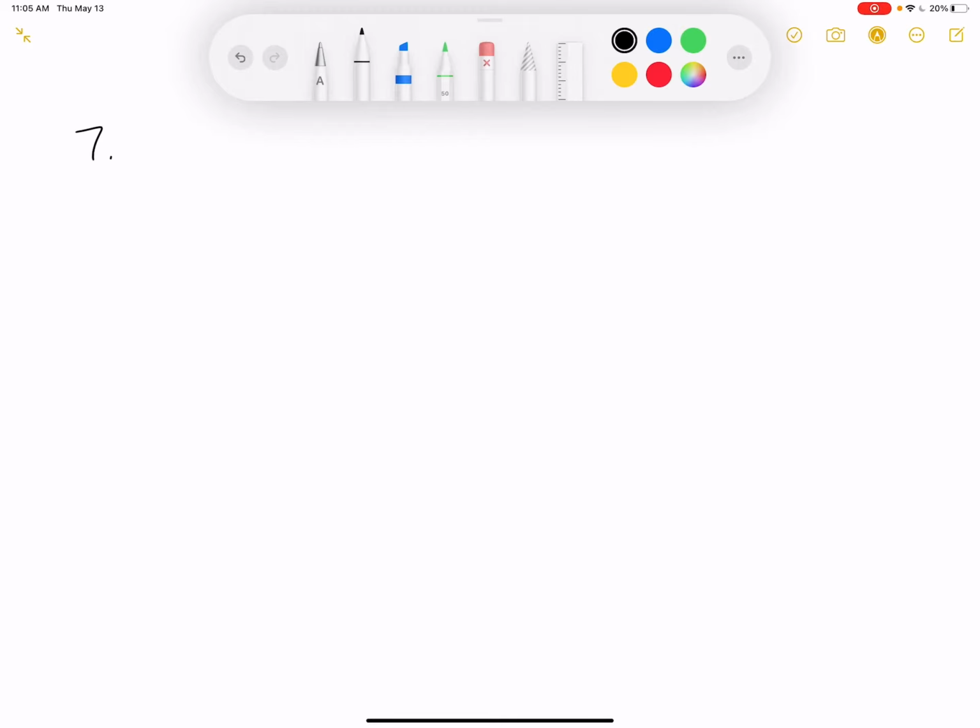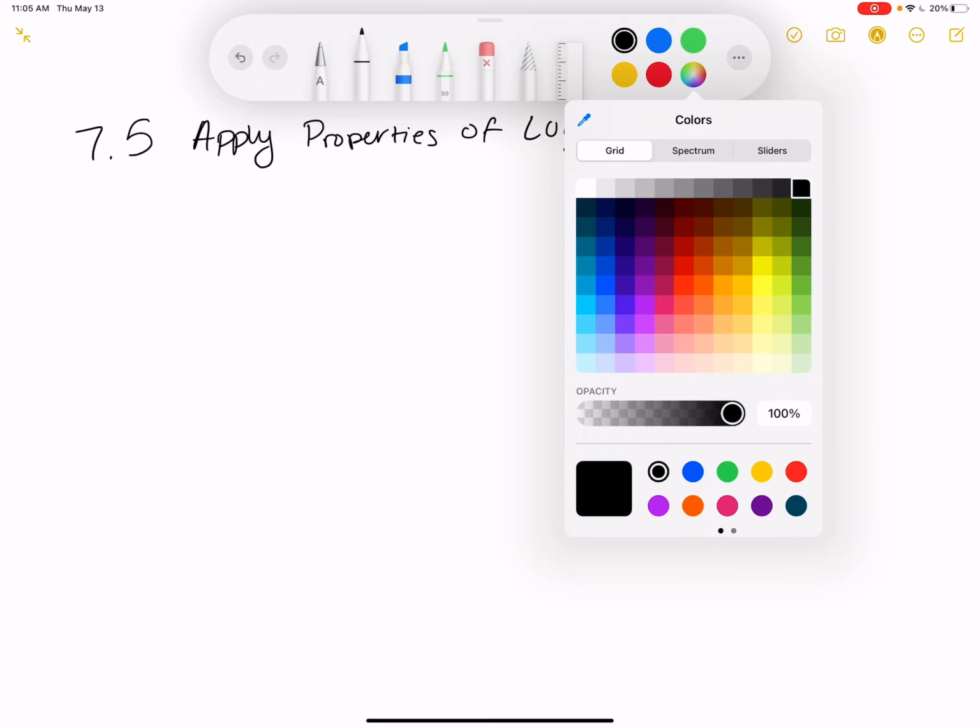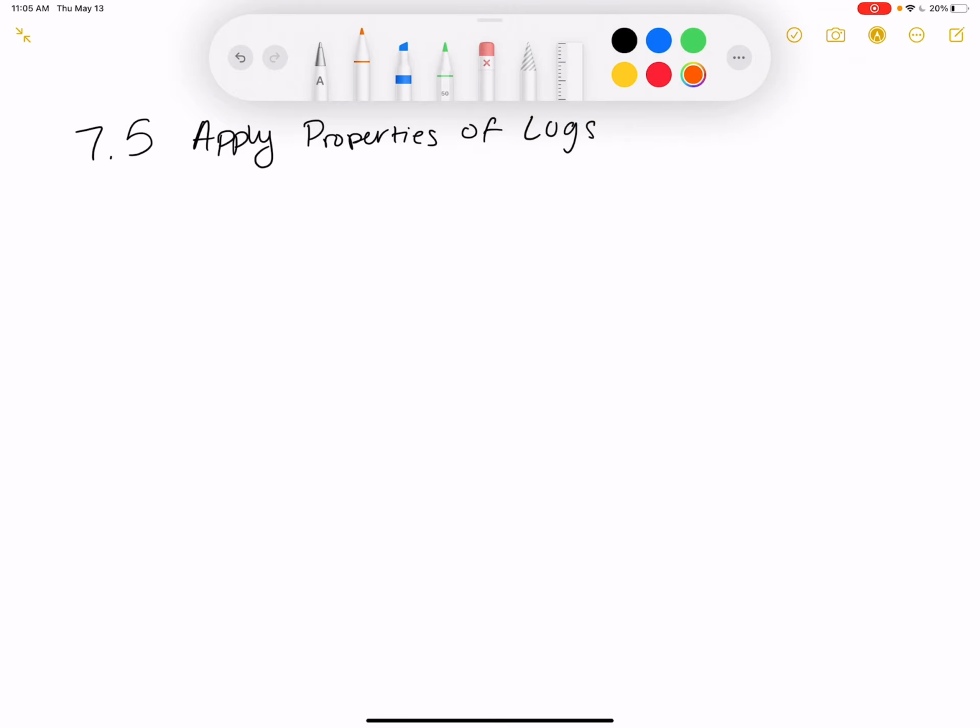All right. 7.5, apply properties of logs. Okay, sounds scary, but I promise it's not. It only sounds scary when it's like, oh, log. I don't like the property. Me neither. There's only 3 of them, so it's not bad. All right, properties of logs.